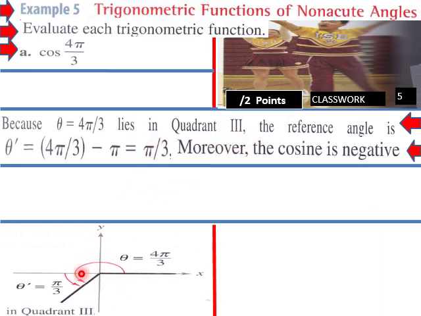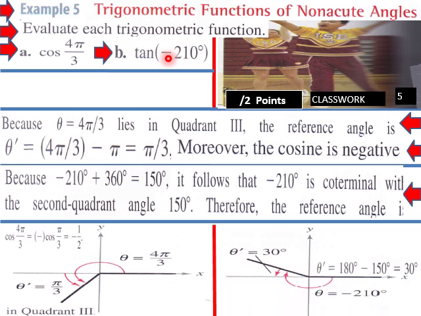Moreover, the cosine in this situation is negative. Cosine is adjacent over hypotenuse, or rather x over r in this case, so it will be your x value, which in this situation is negative. So cosine 4 pi over 3 would equal the negative of cosine pi over 3, which equals negative 1 over 2. Negative 1/2.